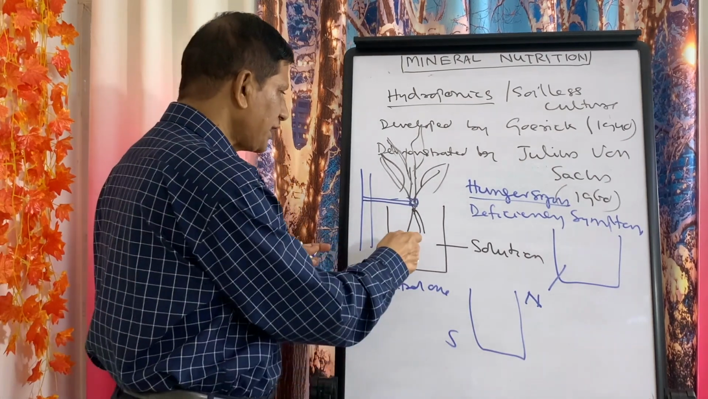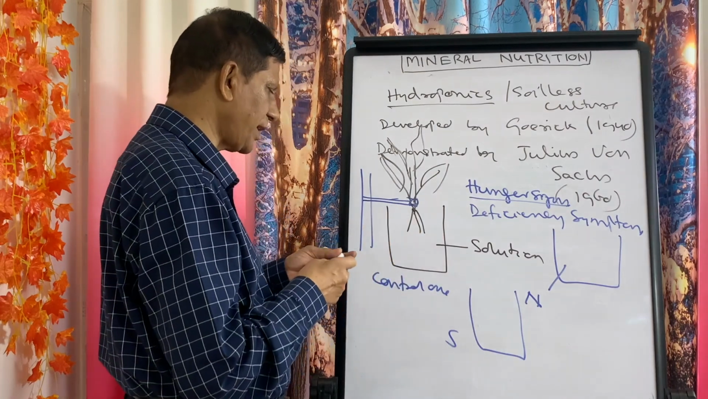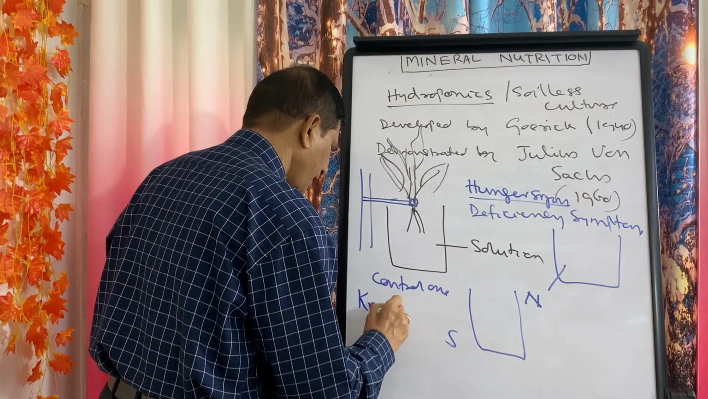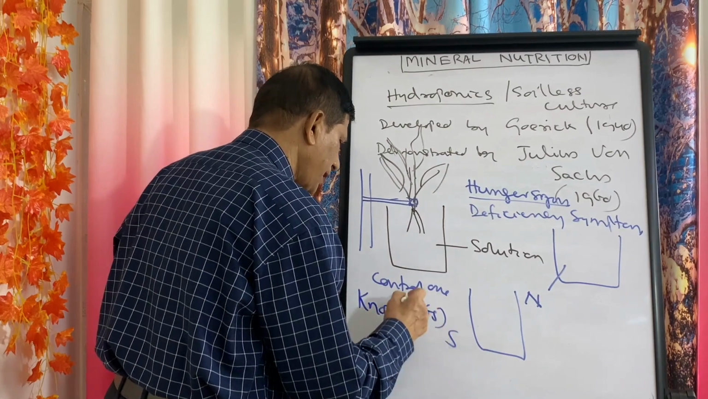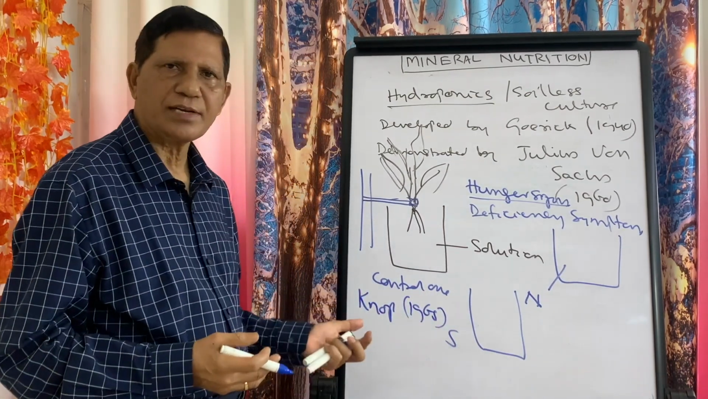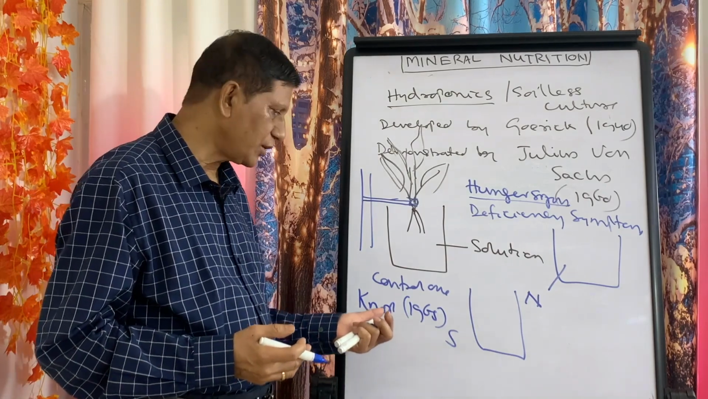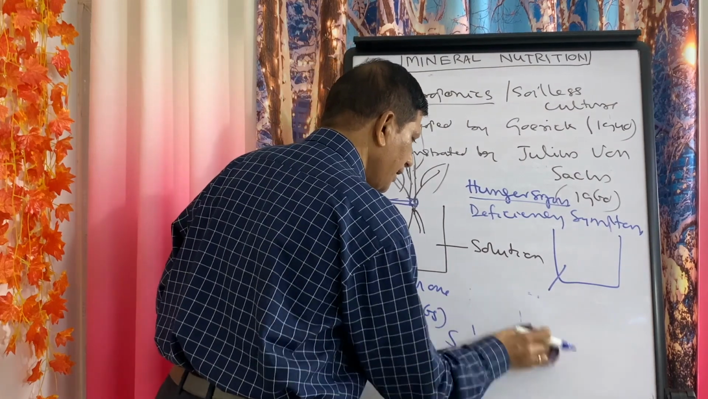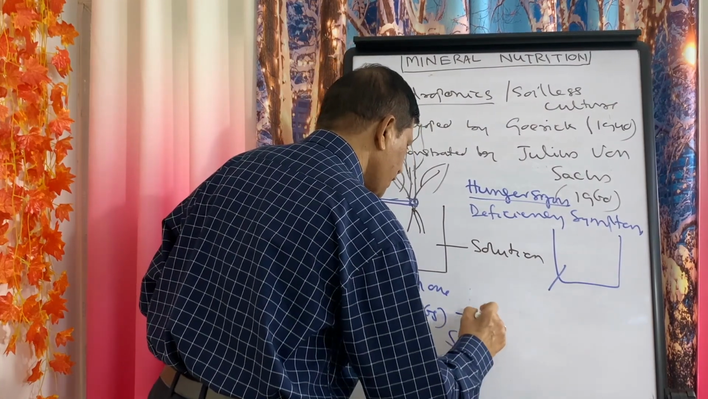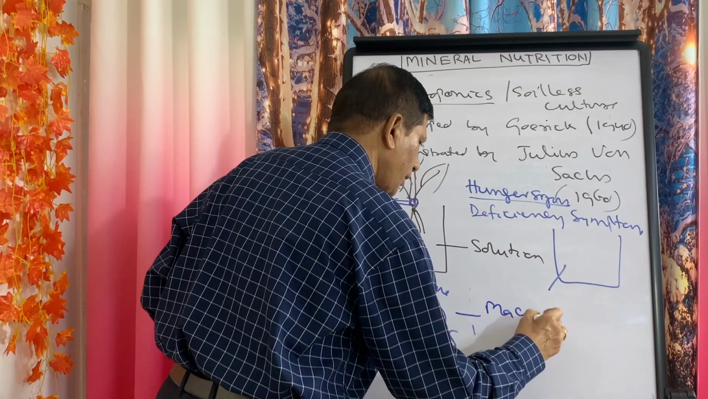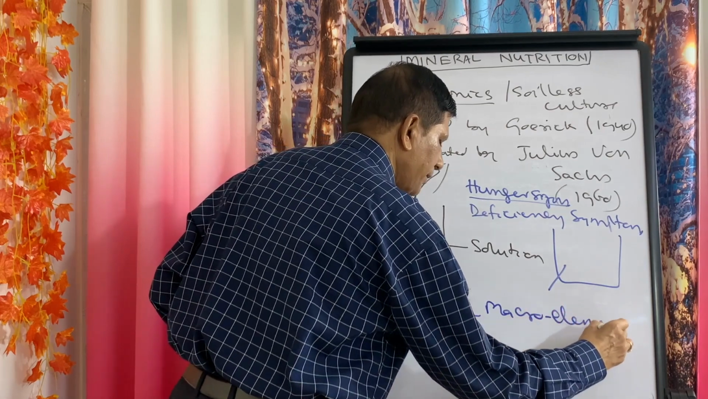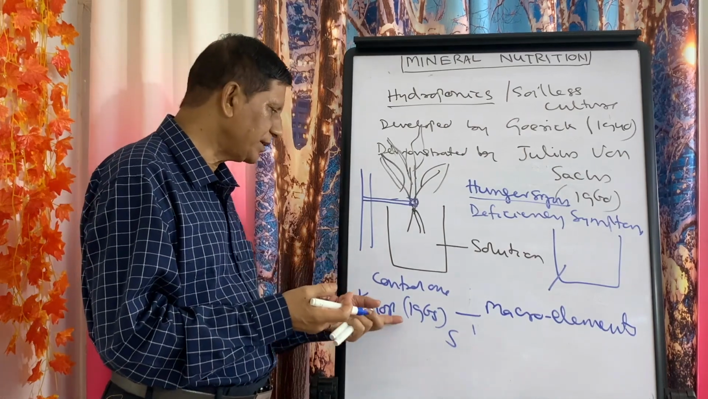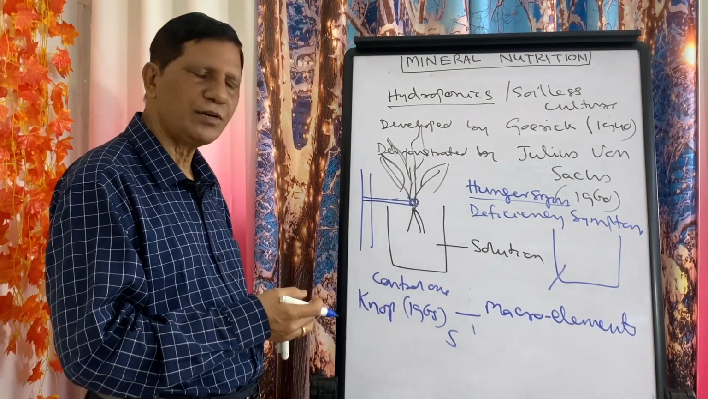And there were different types of solutions. First, one scientist known as Knop, in 1865, prepared one solution, according to his name known as Knop solution, and he gave the importance of the different macro elements. What are the different macro elements? How do they play different roles? So he prepared a particular type of solution.